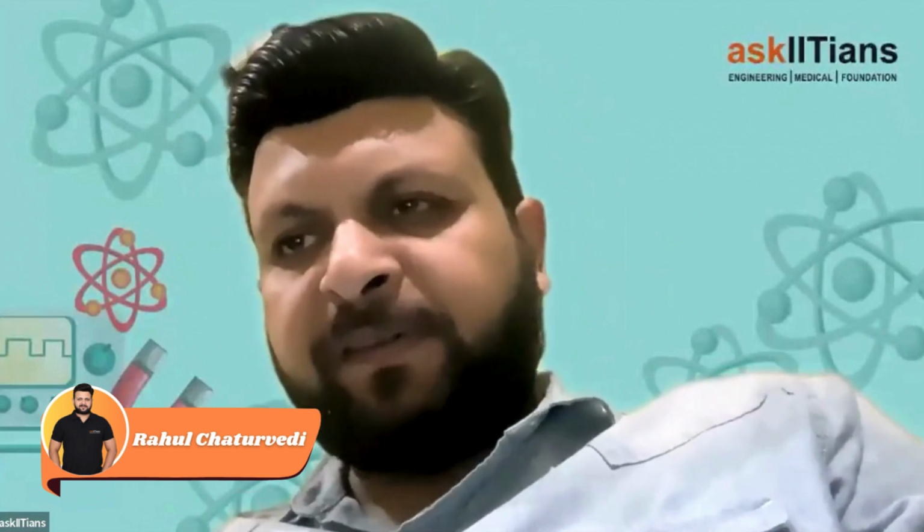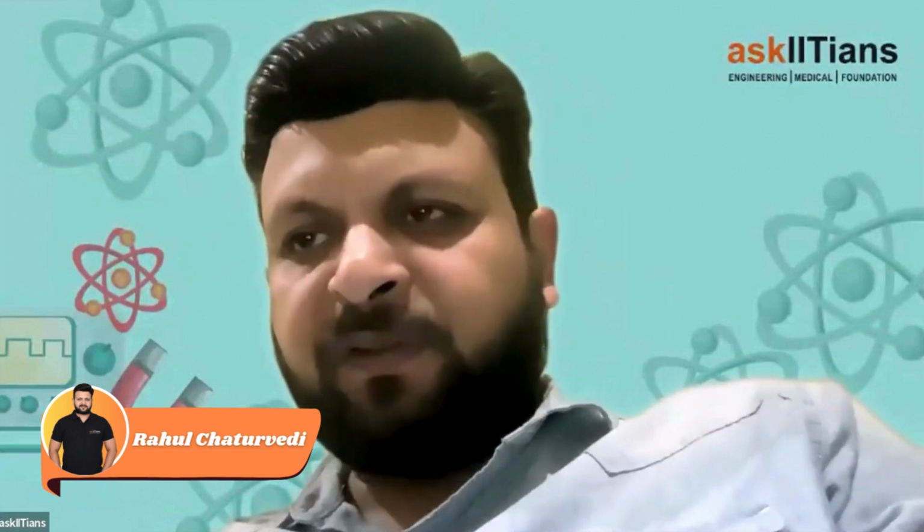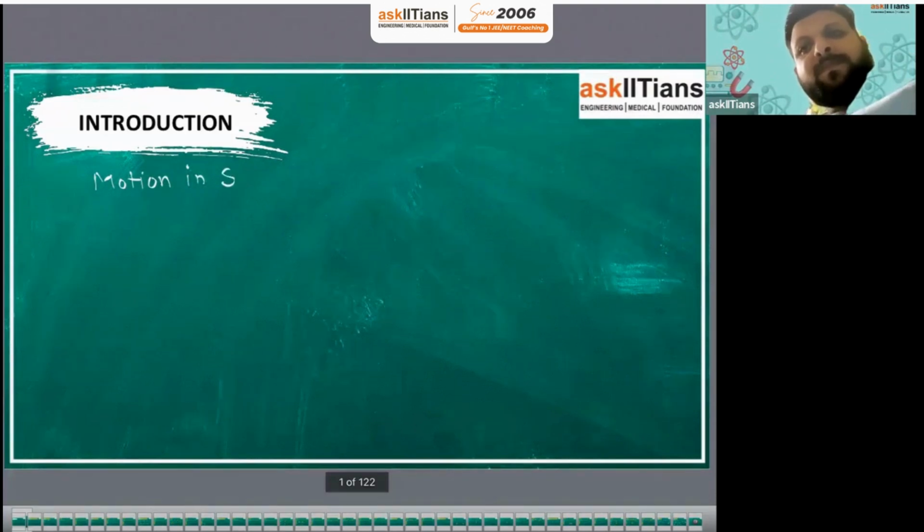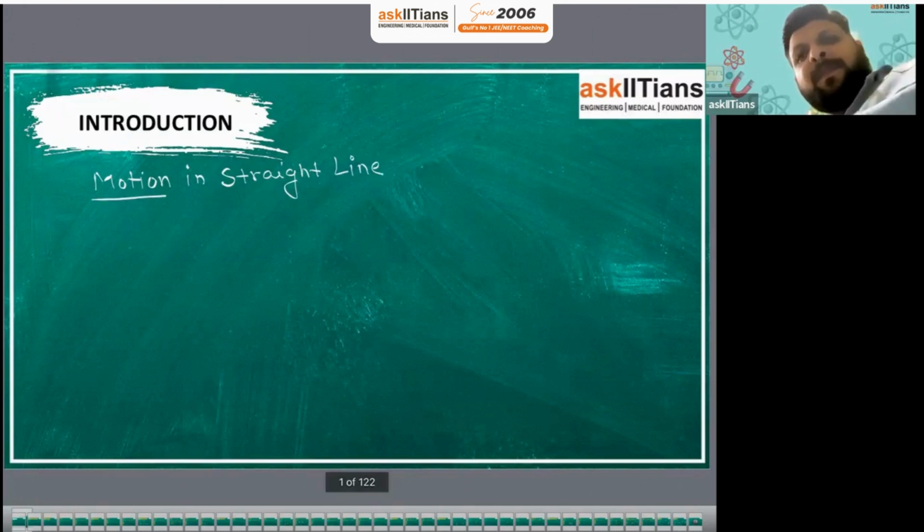I am a physics expert, and in this video, we will be discussing a topic of class 11th physics, motion in a straight line. So let's start the session. So our topic is motion in a straight line. So motion in a straight line means actually motion in one dimension.